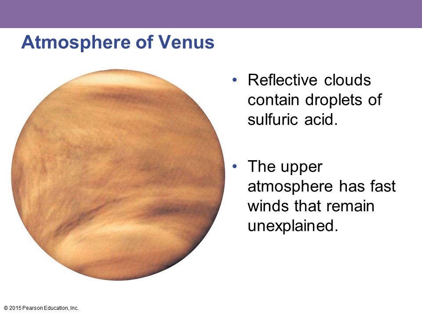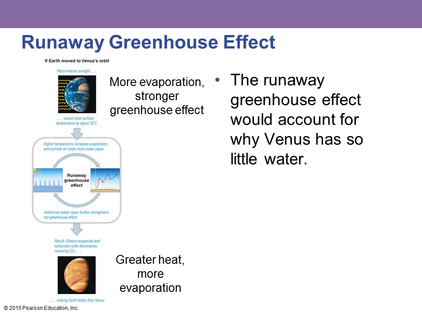The clouds contain droplets of sulfuric acid, which is obviously not a good thing if we were to visit there. And the upper atmosphere has some pretty fast winds that remain unexplained as far as why they blow. So some people call Venus having a runaway greenhouse effect. It would account for why Venus has so little water. Obviously, a temperature of 900 degrees would probably prevent much, if any, water to actually remain on the surface.